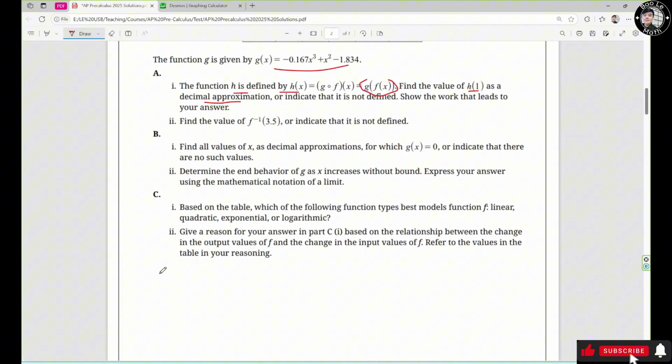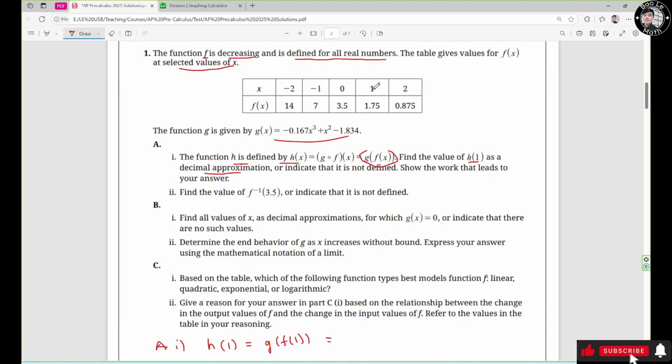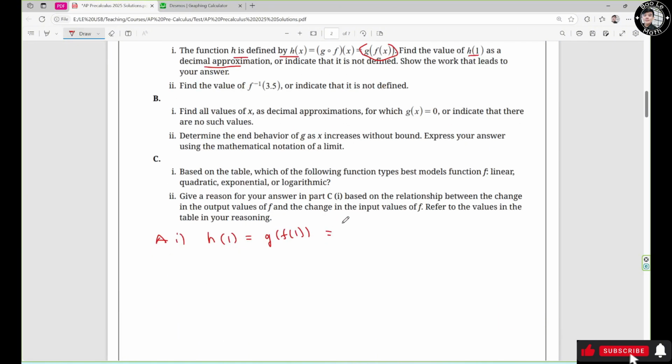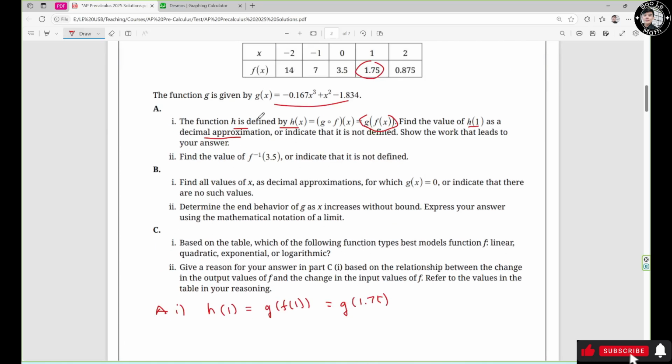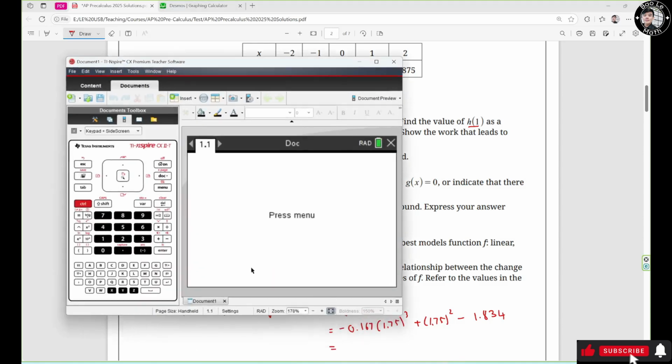Alright, so question A, h of 1 equals g of f of 1, right? Now we look at the table. We need to find f of 1 first. f of 1 is going to be 1.75, right? So it's g of 1.75, right? Now we use the function g right here. We plug 1.75 in for s, right? So now we're going to bring up the calculator to calculate this one.